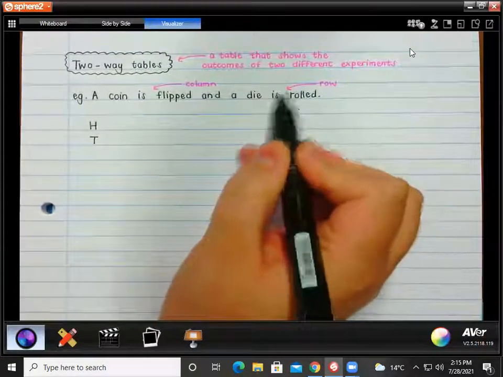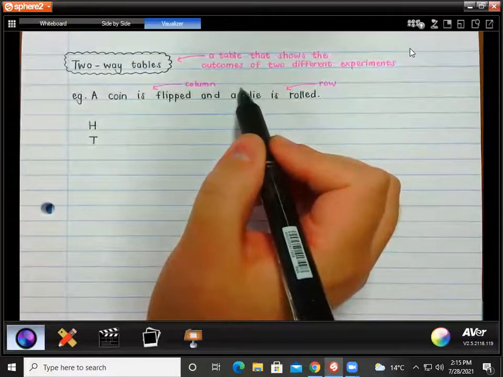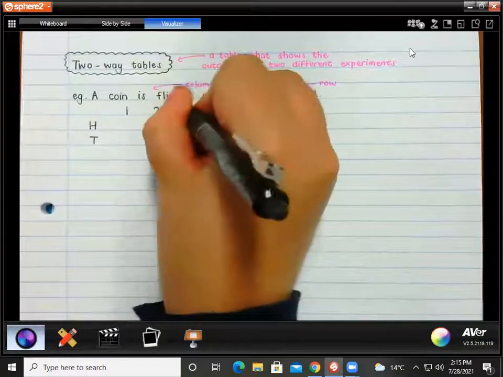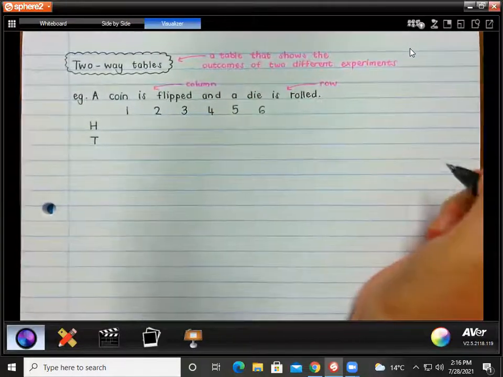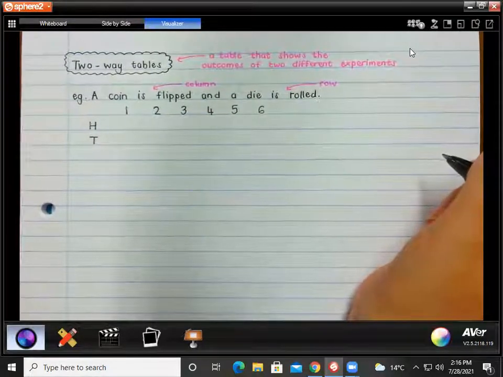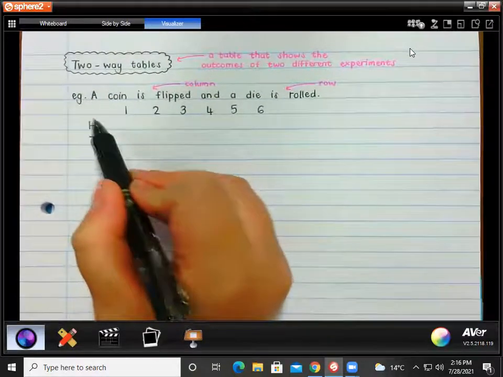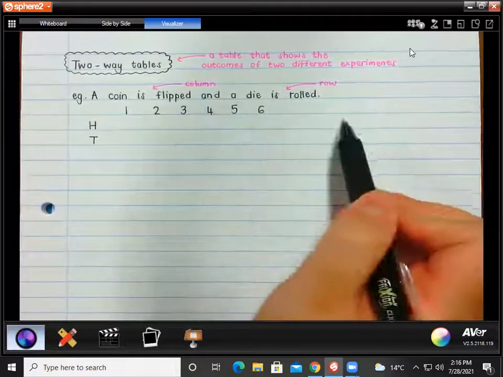Then what are the outcomes when you're rolling a die? 1, 2, 3, 4, 5, 6. So that is going to go across the row at the top. For this, you're literally listing the different outcomes that you can have. So for the coin, heads or tails. For the die, it's going to be 1, 2, 3, 4, 5, 6.